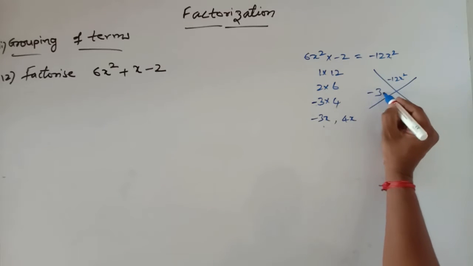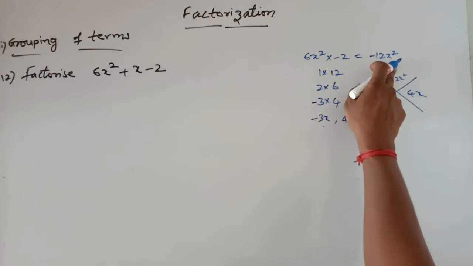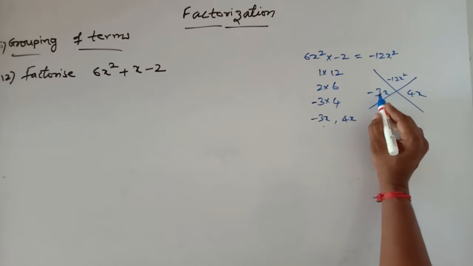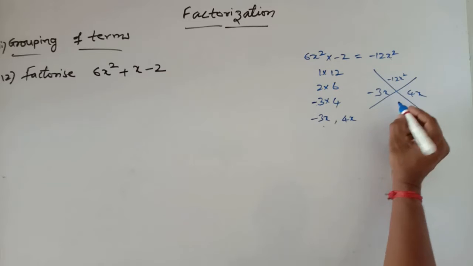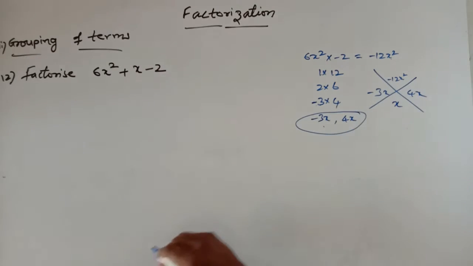So here, minus 3x and 4x. When I am multiplying these two, I am getting the same, minus 12x square. And when I am adding these two terms, I am getting x. So these are the factors of minus 12x square, that is minus 3x and 4x.